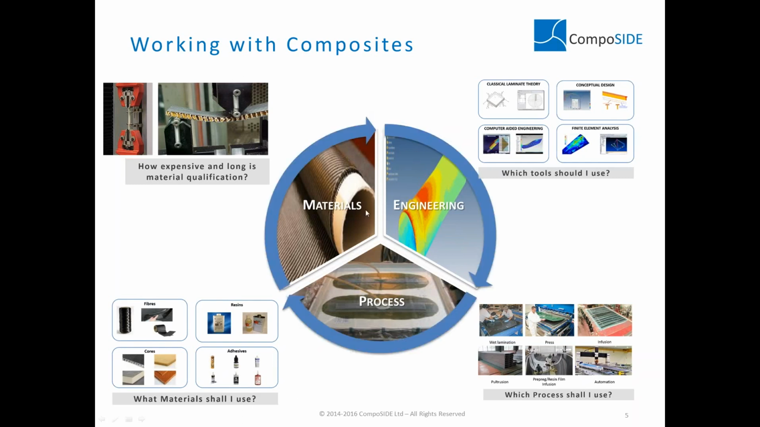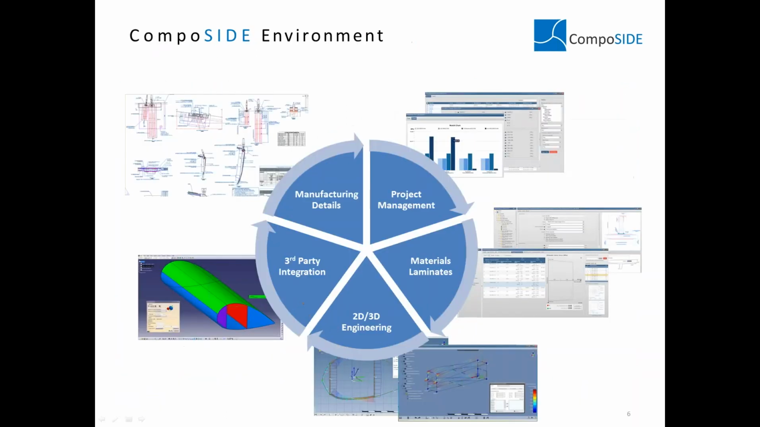So when we select the material and engineer the parts, we need to keep an eye on the process. Sometimes, on the other hand, we are fixed by a process because of, let's say, cost containment, for example, and we have to work with the material and the engineering tools in order to make the most out of it. And what we're trying to represent here is that all those different steps are pretty much included in the CompoSIDE platform in order to support you in the application or development of your parts.